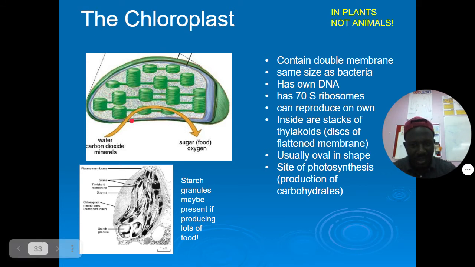It is a double membrane organelle. The outer membrane is entire, and the inner membrane contains a matrix, which is a fluid that contains enzymes, mineral salts and so on. The matrix inside is called the stroma. This fluid is called stroma, where the light independent stage of photosynthesis takes place.